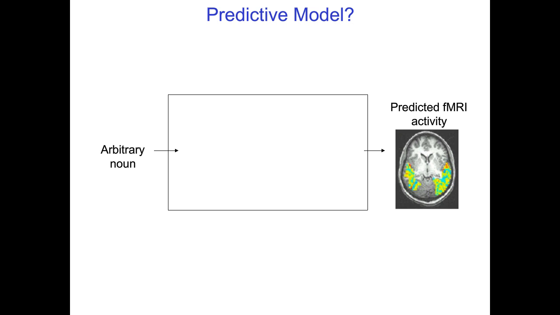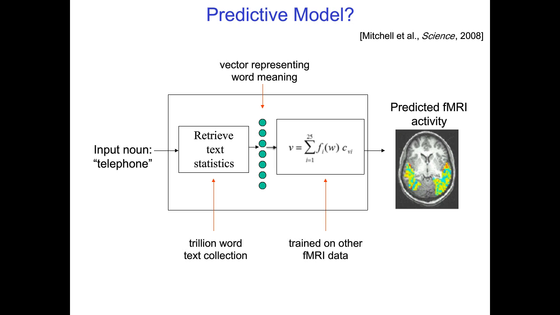So we worked on this for a while, and the first successful model we built looks like this. Given an input noun like telephone, for example, an arbitrary noun, it predicts the neural activity that we will see if we give a person that word to think about. It predicts it in 2 steps. The first step is that it retrieves corpus statistics from the web, from 1 trillion words of text on the web provided by Google, thank you Google, that summarize the verbs that co-occur with this noun.